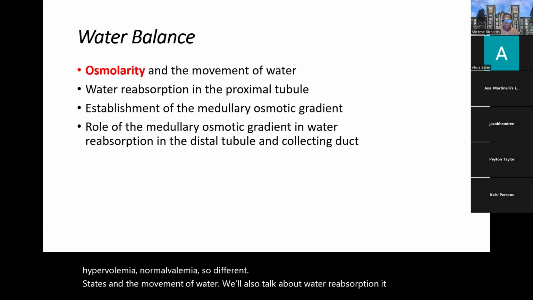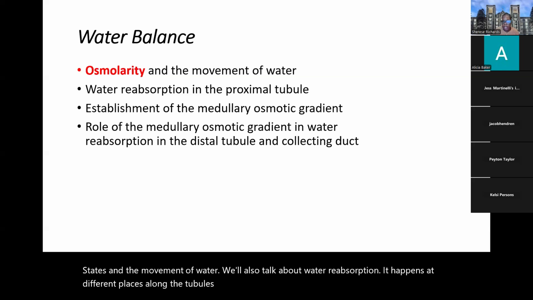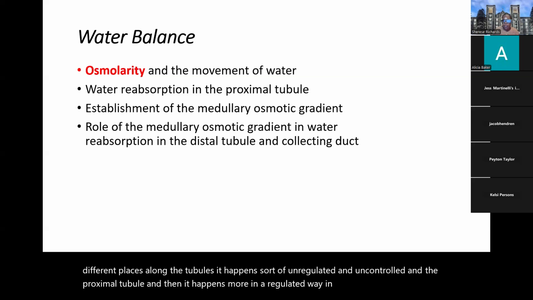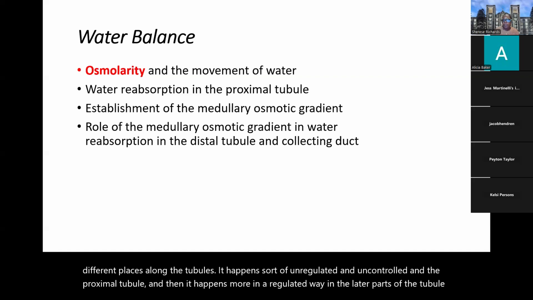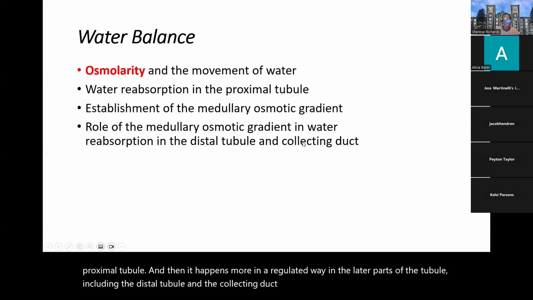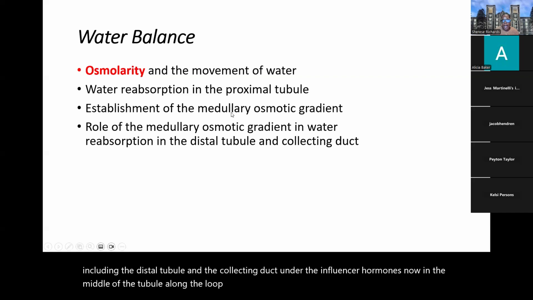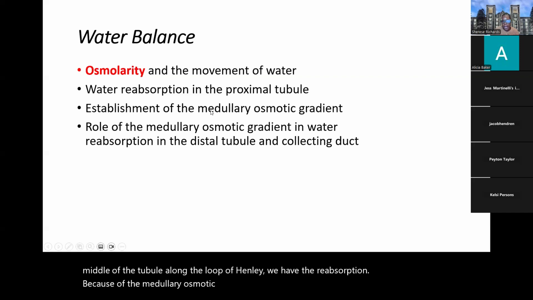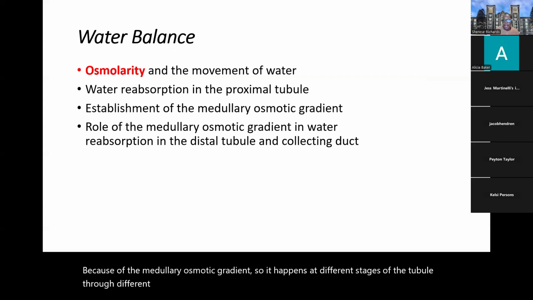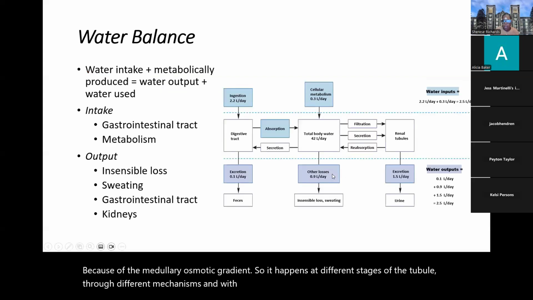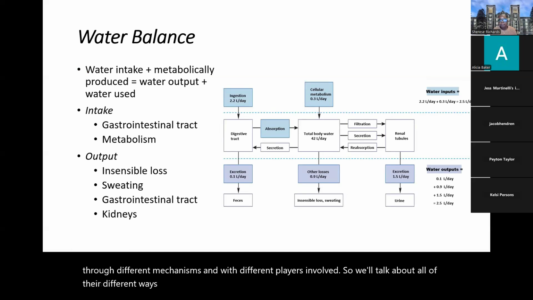It happens at different places along the tubules. It happens sort of unregulated and uncontrolled in the proximal tubule, and then it happens more in a regulated way in the later parts of the tubule, including the distal tubule and the collecting duct, under the influence of hormones. Now, in the middle of the tubule, along the loop of Henle, we have the reabsorption because of the medullary osmotic gradient. So it happens at different stages of the tubule through different mechanisms, and with different players involved. So we'll talk about all of the different ways that water is reabsorbed.